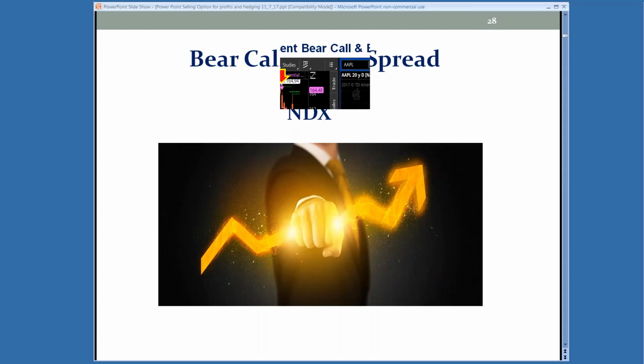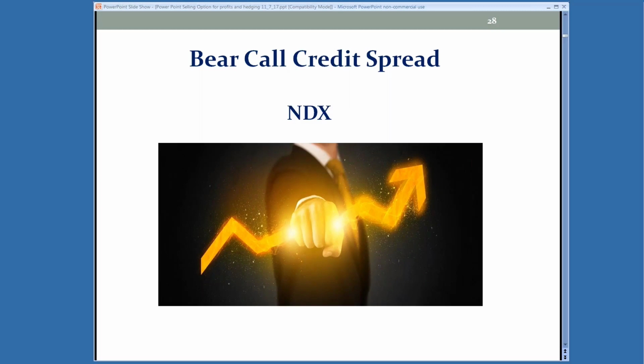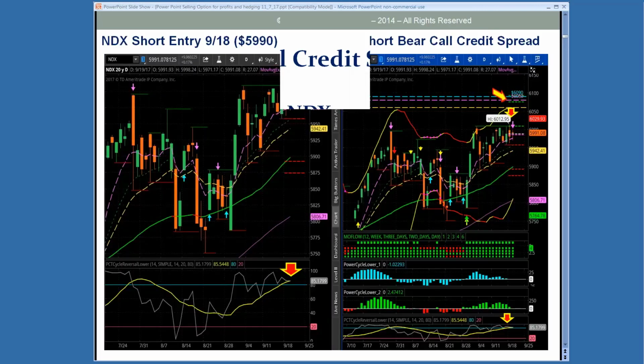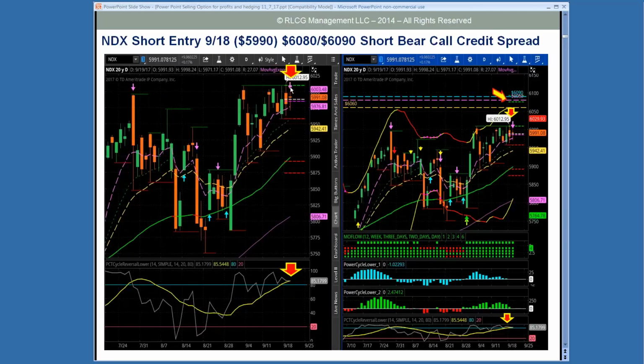Now let's take a look here at a bear call credit spread. This is an example on the NASDAQ 100 using this index. They're great for credit spreads, so I like the NDX, RUT, SPX. Here's an example, and here's that reversal signal. This was on NDX, and it came like on the 18th. NDX was trading right here at 59.90.